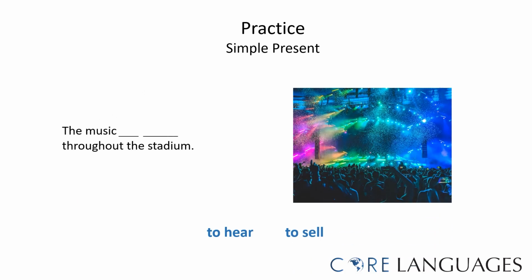The music is heard throughout the stadium. Heard is the past participle of the verb to hear, and the subject in the sentence is the music, so we need to use is.